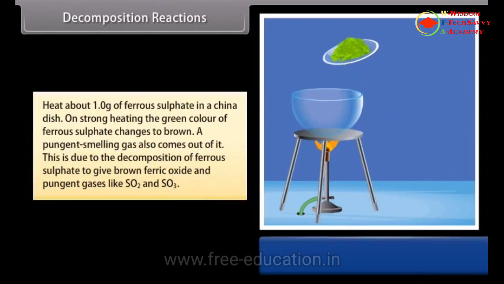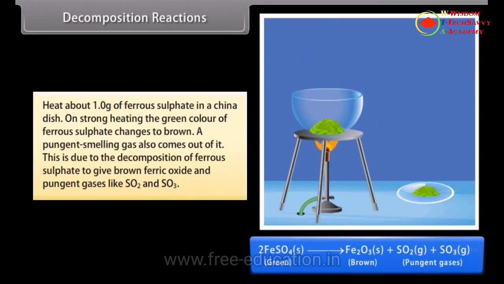Heat about 1.0 gram of ferrous sulfate in a china dish. On strong heating, the green color of ferrous sulfate changes to brown. A pungent smelling gas also comes out of it. This is due to the decomposition of ferrous sulfate to give brown ferric oxide and pungent gases like SO2 and SO3.